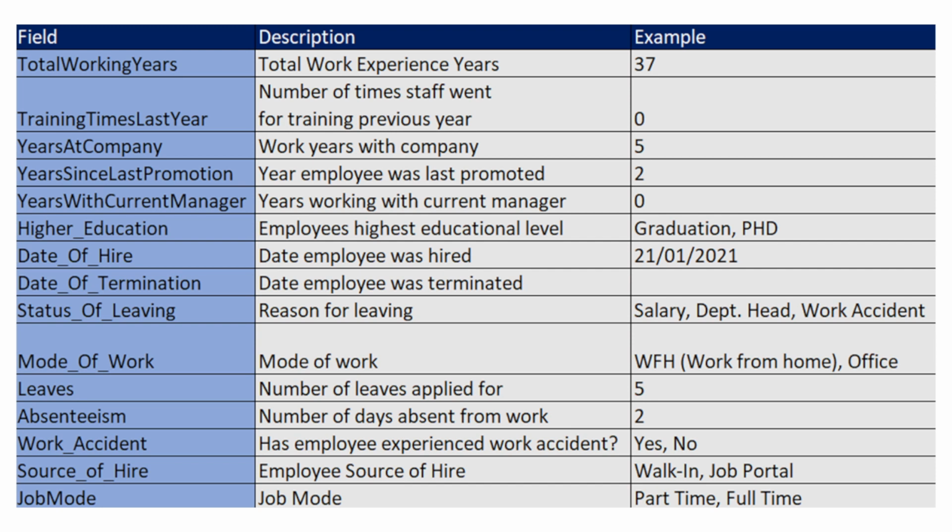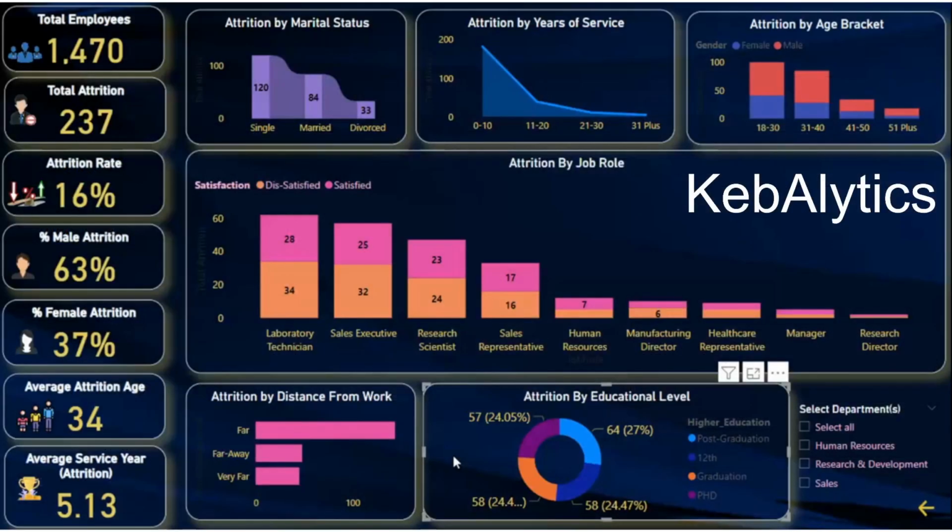At the end of the day, we may have a visualization of this nature that shows visually what we have done. This can be presented to stakeholders. They can easily understand this. For example, we see that we have a total of 1,470 employees, out of which 237 have left the system. We have a 16% attrition rate.